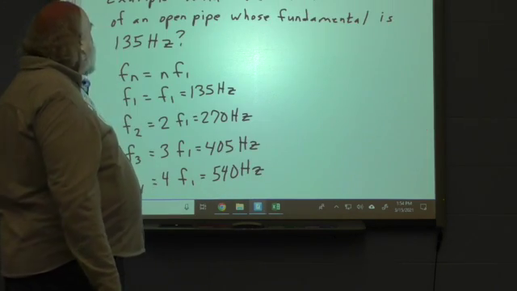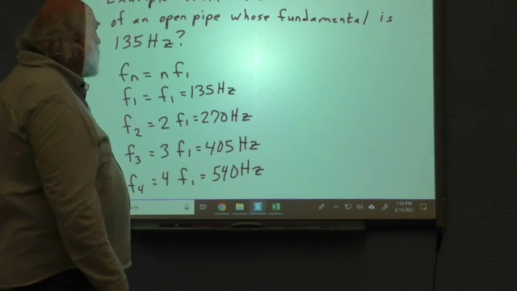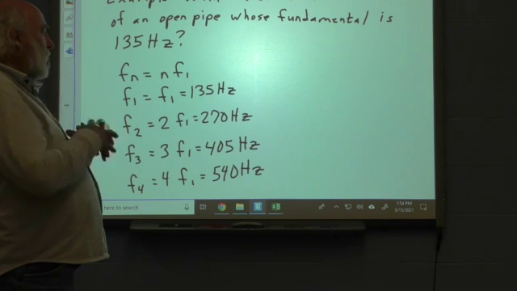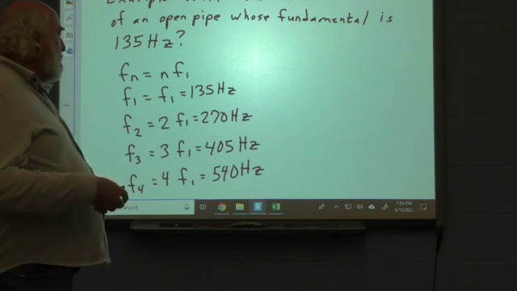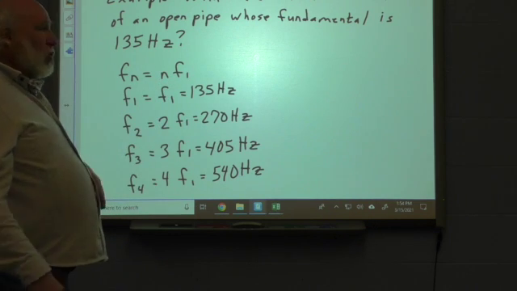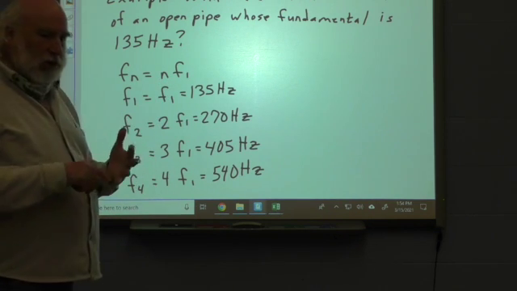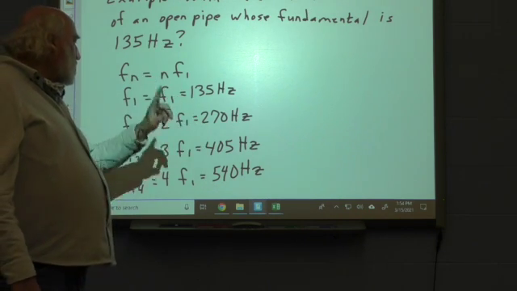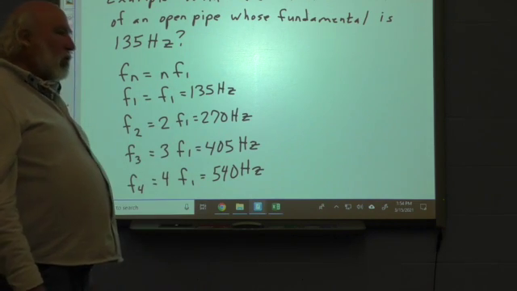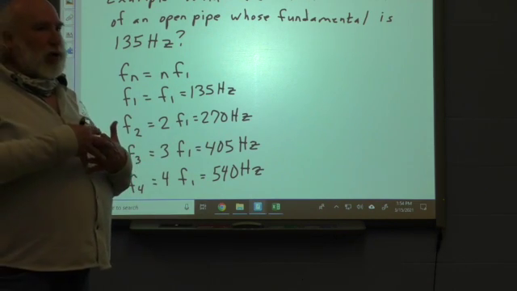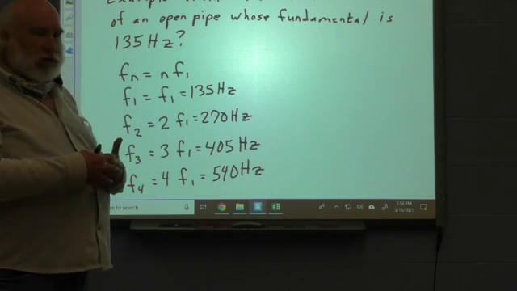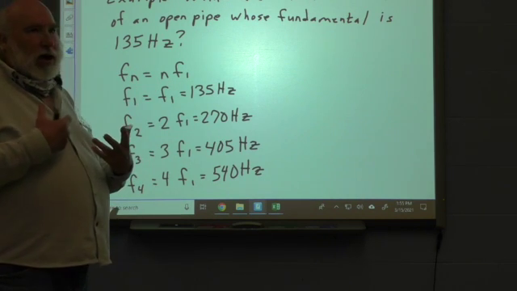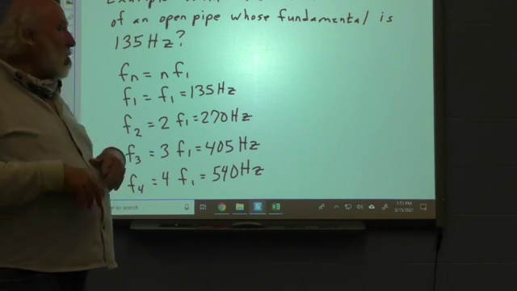Now, mathematically, here's an example. What are the first 4 harmonics of an open pipe whose fundamental is 135 hertz? Well, this is pretty simple, because we just go 1, 2, 3, 4, which is what happens for both the string instruments and the open pipes. So we're going to get answers of 135, 270, 405, and 540 hertz. If you have all 4 of those frequencies occurring at once, it's going to sound nice and in sync. And it's going to be a much fuller sound if you include all that rather than just one.